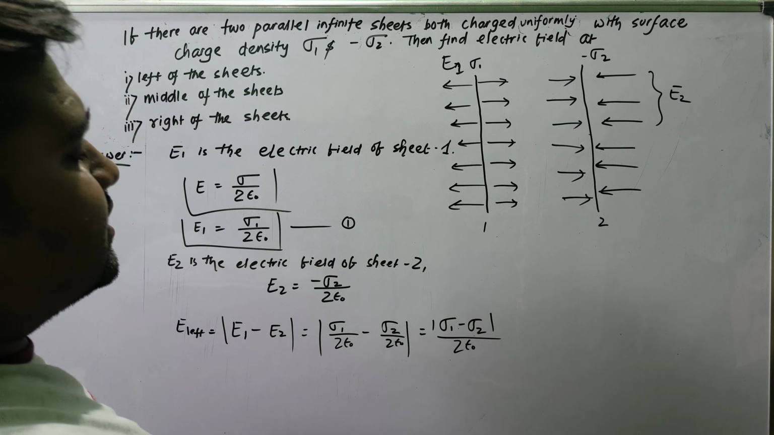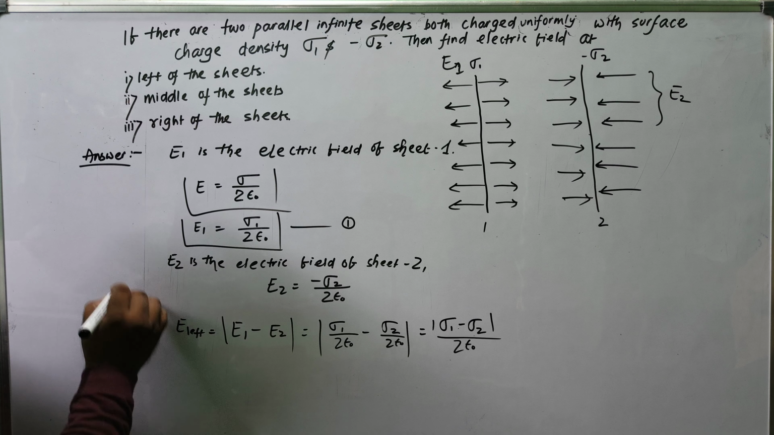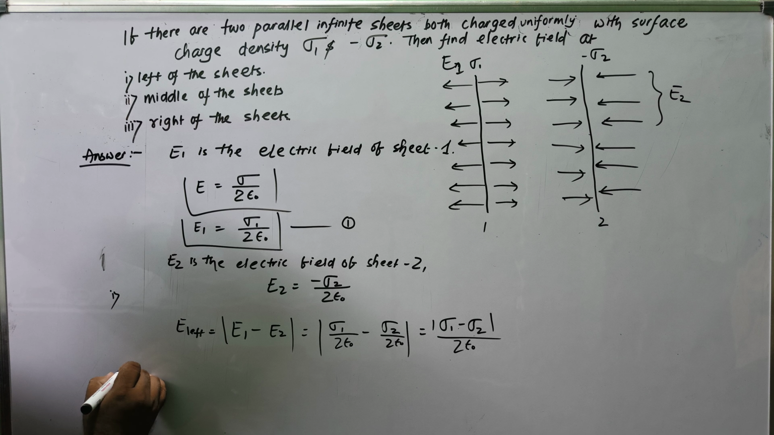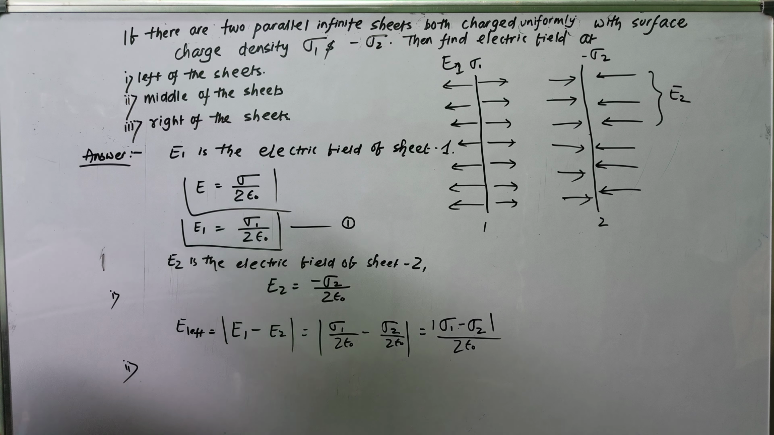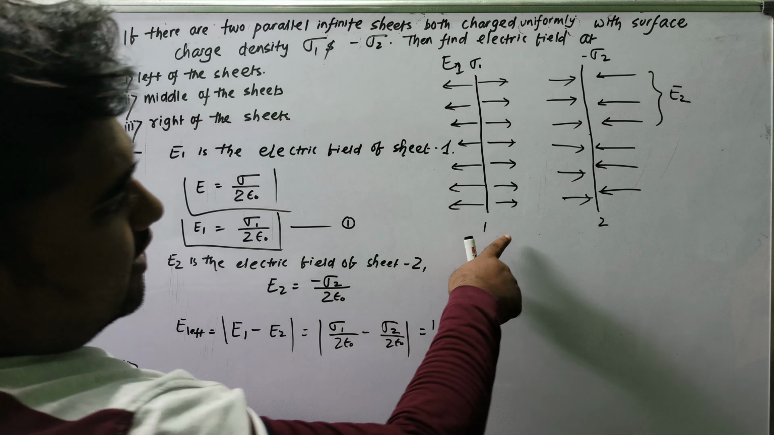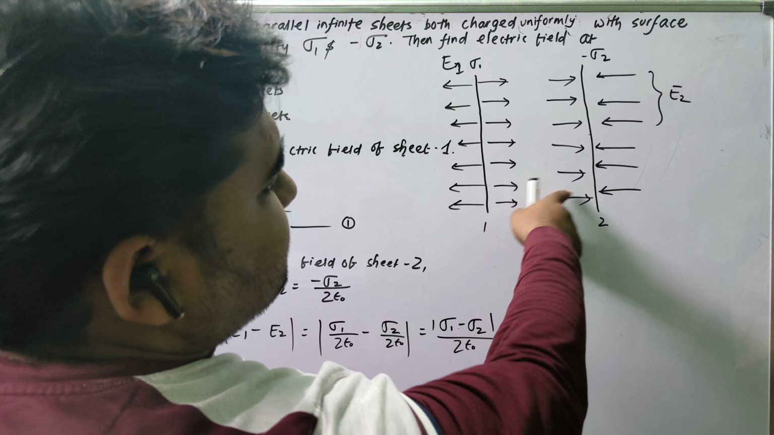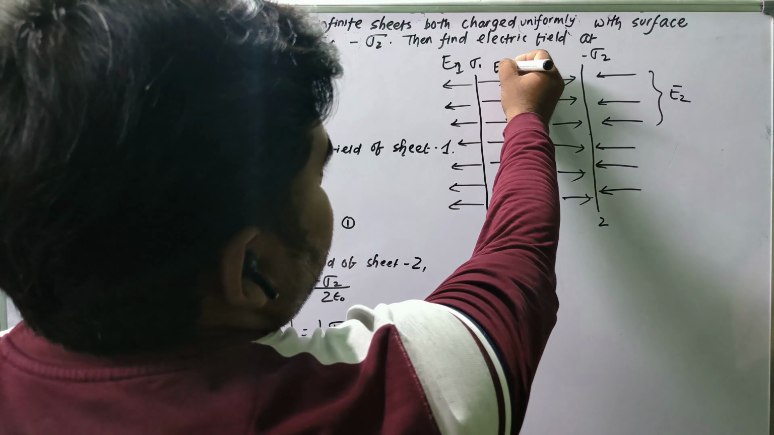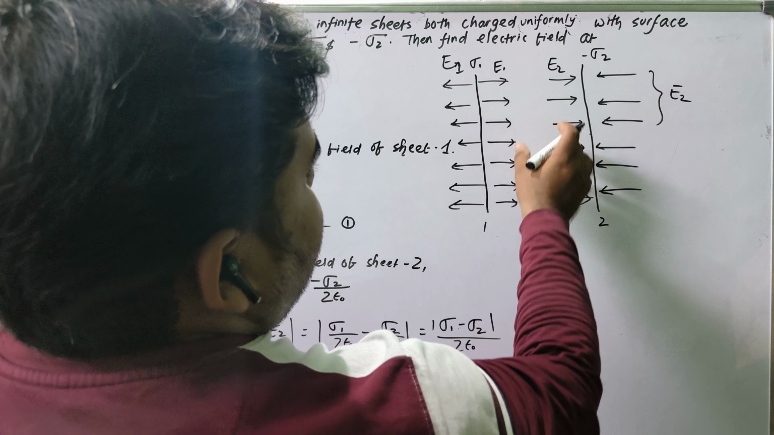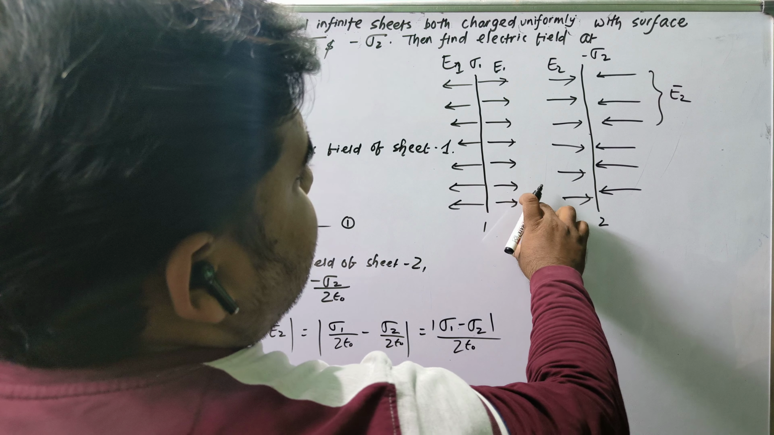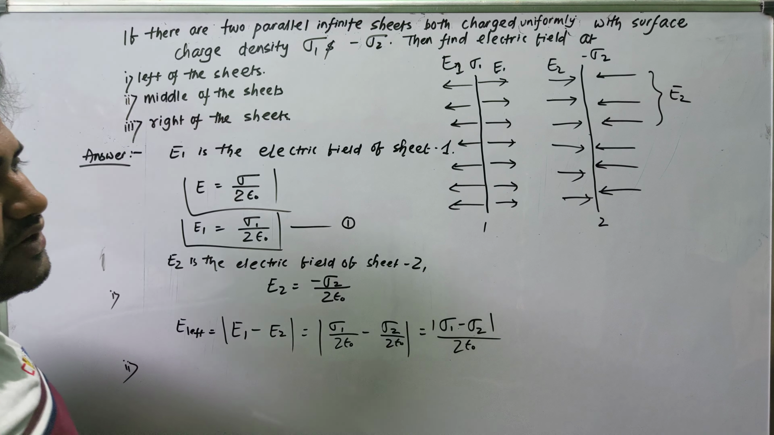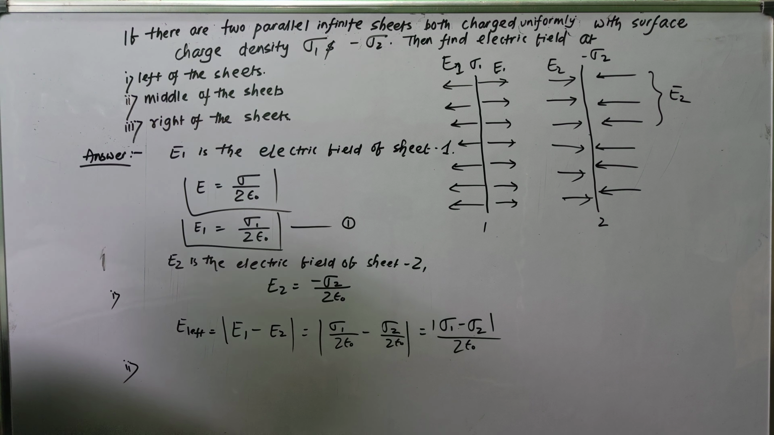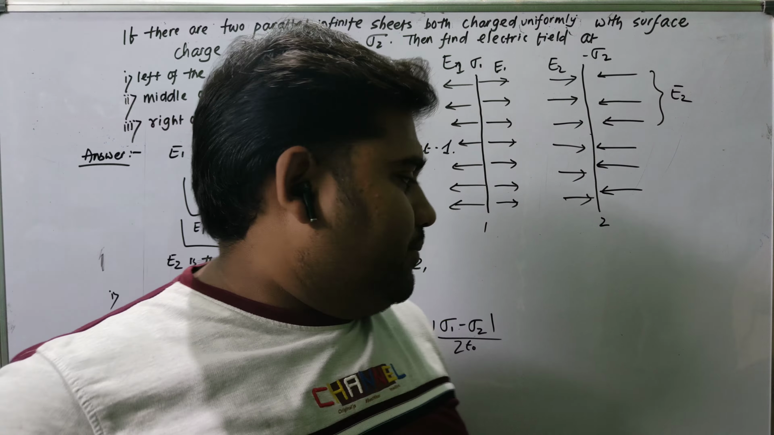Okay. Now let us do it for the middle. This is the answer to your first question, and let us do the second question. What is the second question? The middle of the sheets. You can see that E1 and E2 have the same direction in the middle portion. This is E1, this is E2, and the direction of both the electric fields is the same. They are aligned in the same direction, so they will add up.